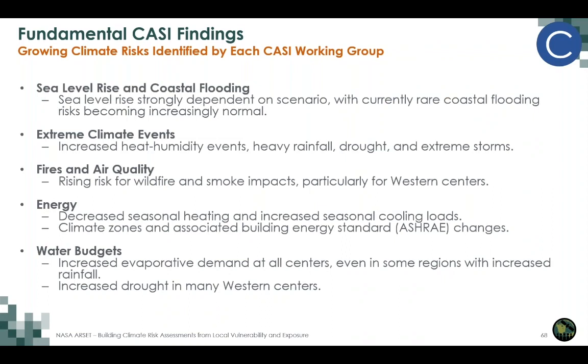The CASI Energy Working Group has shown that there is a decrease in seasonal heating and an increase in seasonal cooling loads. There is also a shift in the climate zones associated with building energy standards, the ASHRAE categories. The CASI Water Budget Group has shown that there is an increase in evaporative demand at all centers, even in some regions with increased rainfall. There is also an increased drought in many Western centers.